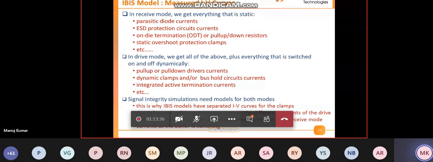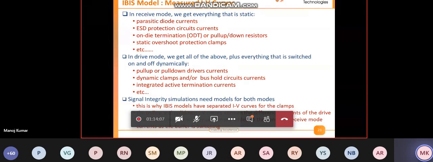So what do we have in IBIS models? When you do a receive mode configuration, one needs to have parasitic diode currents, ESD protection circuit currents, and if there are any on-die terminations and pull-down resistance, that data needs to be present. Likewise, static overshoot protections, clamp voltages, and current measurements basically.